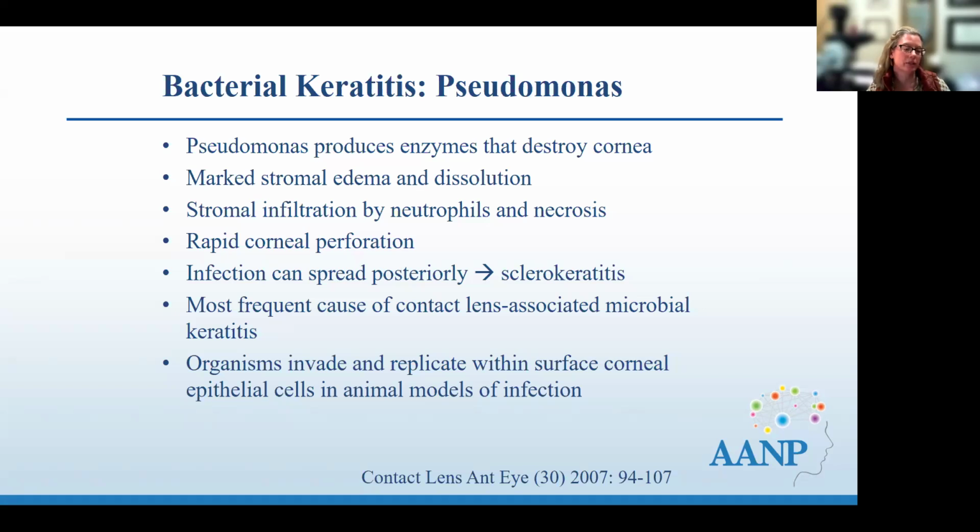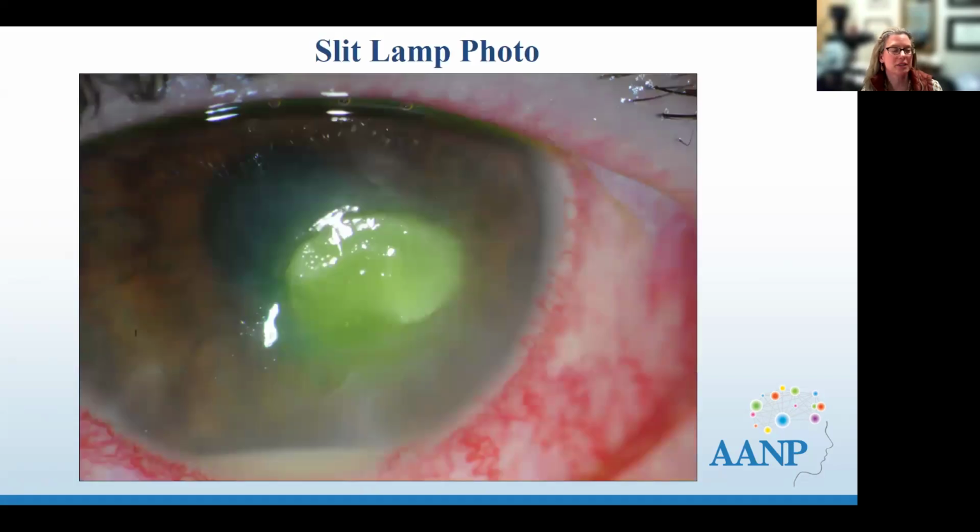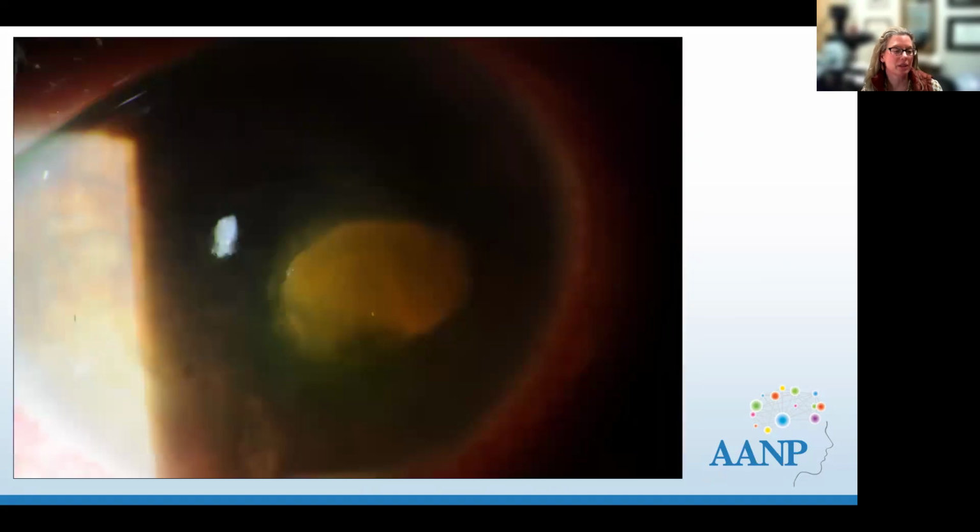So people that aren't taking very good care of their lenses or get some sort of inoculation, Pseudomonas is one of the most common bacteria that are involved in that. And so they invade and replicate within the surface corneal epithelium in animal models of infection. That's how that occurs. All right, so here's another example of a corneal infection where you have a large ulcer in the middle. And there's another view of it.